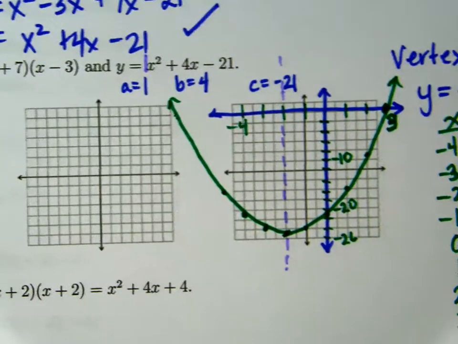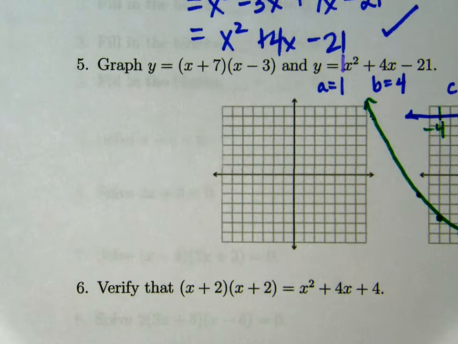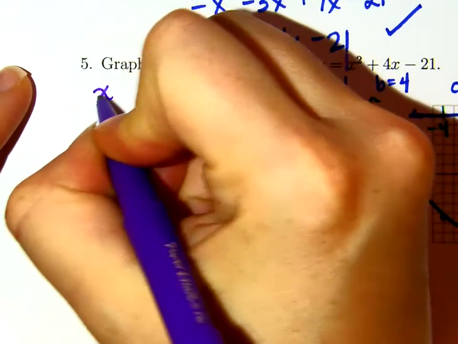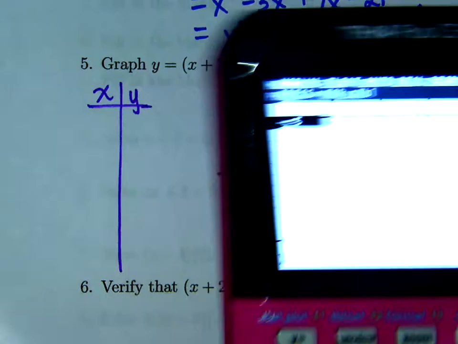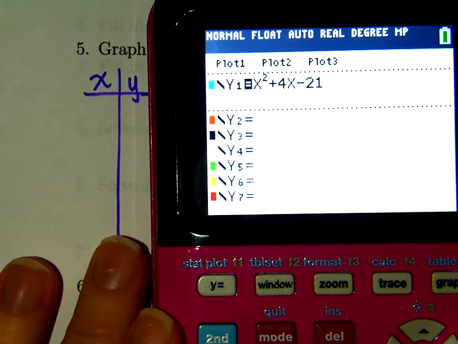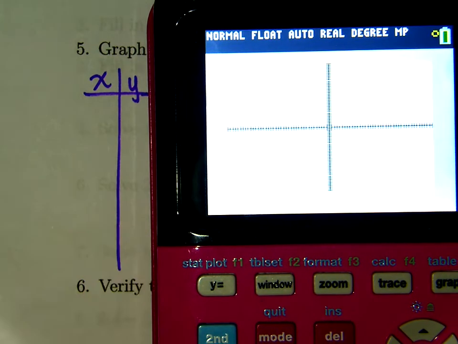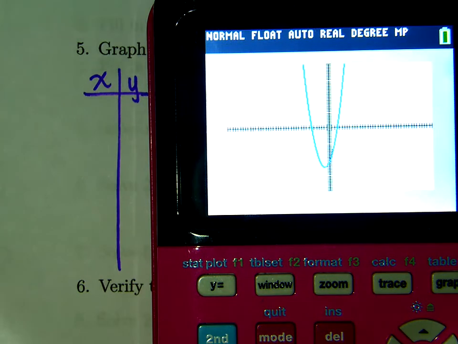Okay, now let's do the same thing, but for the factored form. So we're going to make our T-chart. Go back over here and go to y equals. Oh, by the way, did we graph this? There you go. Yeah? So ours looks a little bit wider just because we took this x-axis and we stretched it.